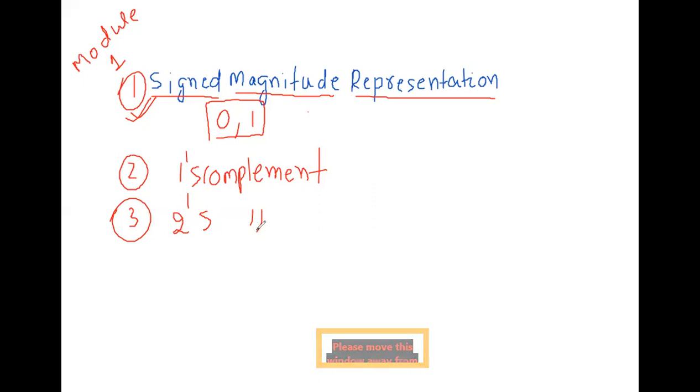If it is one's complement, how? Like this. Understood? So we have three representations to represent a binary number: signed magnitude, ones complement, and two's complement. So what is the difference between these three? We'll discuss. First of all, signed magnitude representation. We are discussing signed magnitude representation.